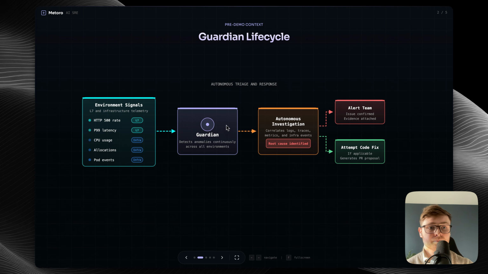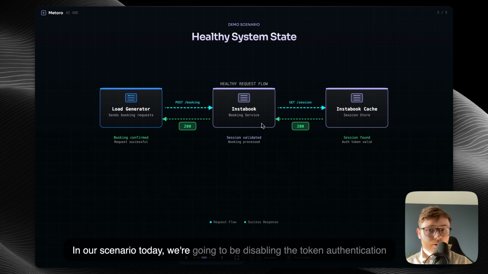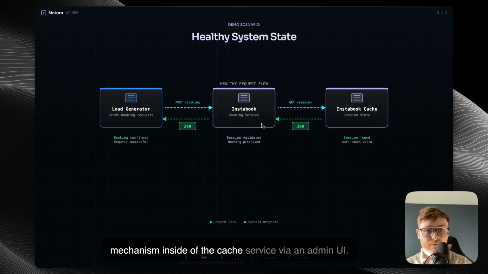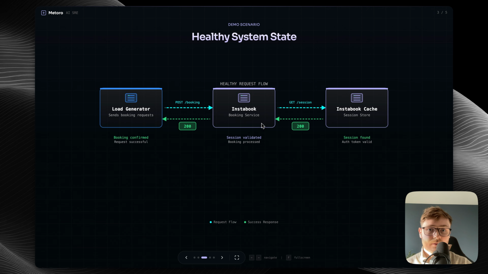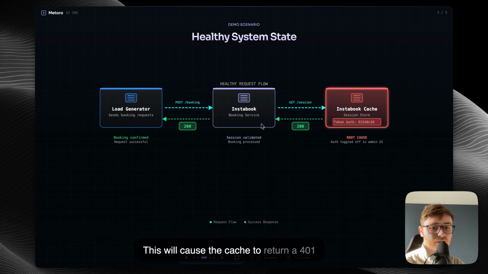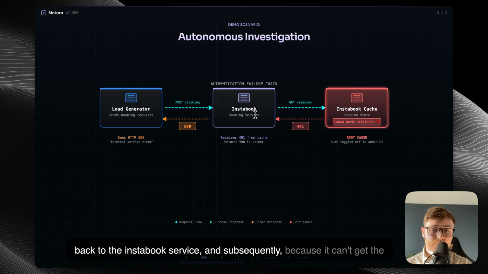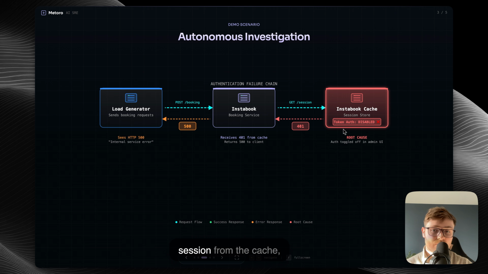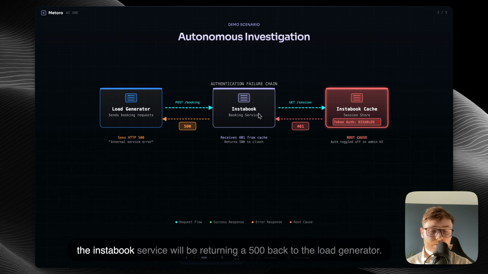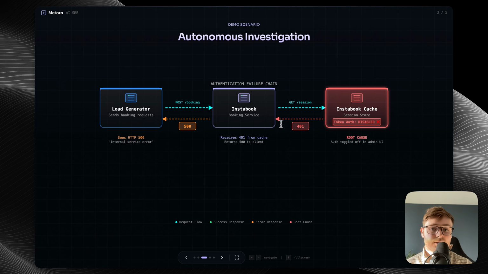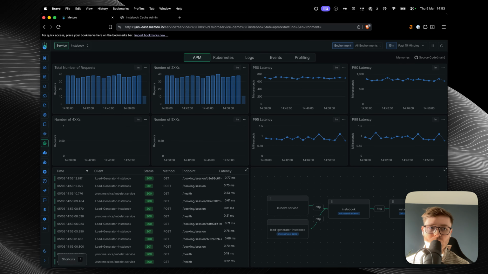if it's possible. In our scenario today, we're going to be disabling the token authentication mechanism inside of the cache service via an admin UI. This will cause the cache to return a 401 back to the Instabook service, and subsequently, because it can't get the session from the cache, the Instabook service will be returning a 500 back to the load generator. Let's use Guardian to investigate this.